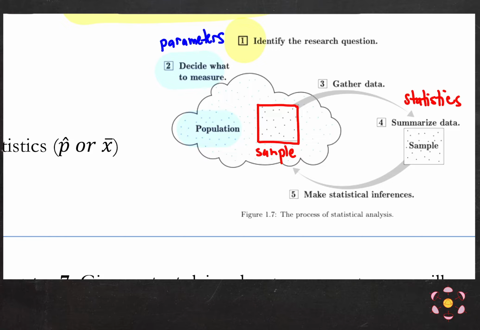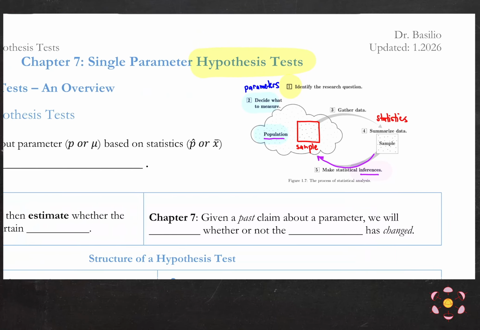What inferential statistics aims to do is, whenever we say inferences, we're trying to learn from our sample about the population. This is the most important step in statistics. From the sample, this arrow represents going back: what can we learn about the entire population? Again, that is called statistical inference.